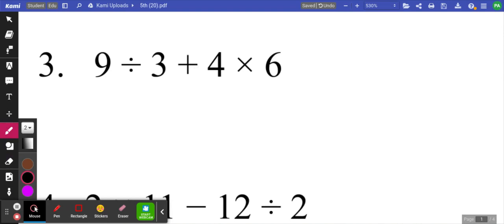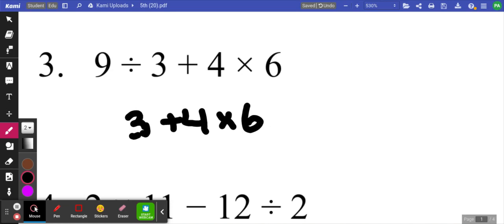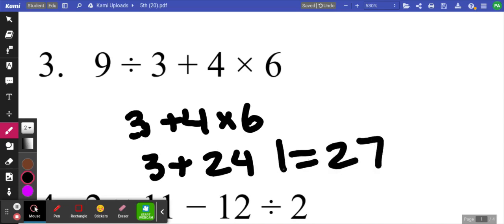9 divided by 3 is 3. And you're going to bring everything down. And then you would do multiplication, since it comes first, then addition. So you'd get 3 plus 4 times 6 is 24. And 3 plus 24 is 27.